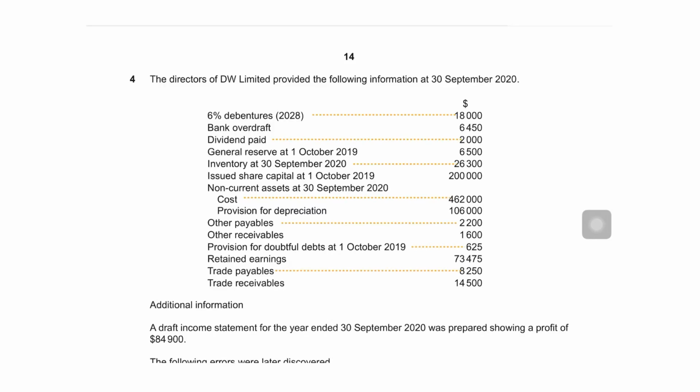So in this series of doing O-level accounting, November 2020, paper 23, we now have to solve question number 4, which is related to company accounts. So let's begin. The question says the directors of DW Limited provided the following information at 30th September 2020. So if this is the year end, my year start would be 1st October 2019, right?